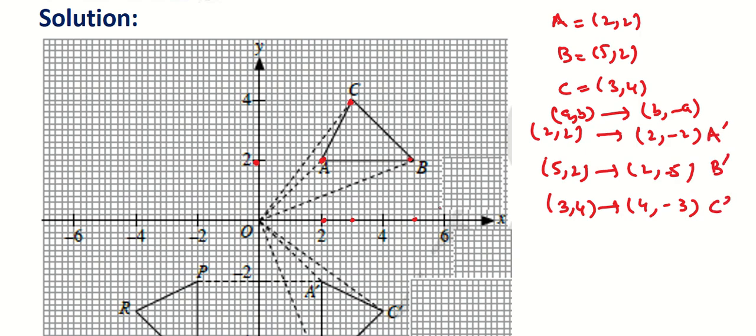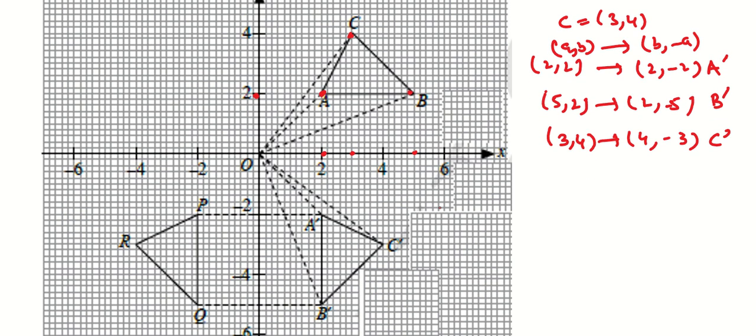Now we look at these coordinates. A dash, 2 minus 2. This is 2 minus 2. Minus 2 is this. The B dash is 2 minus 5: 2 and minus 5. This is minus 5. So these are the coordinates of B dash. And the C dash is 4 minus 3: 4 and this is minus 3.